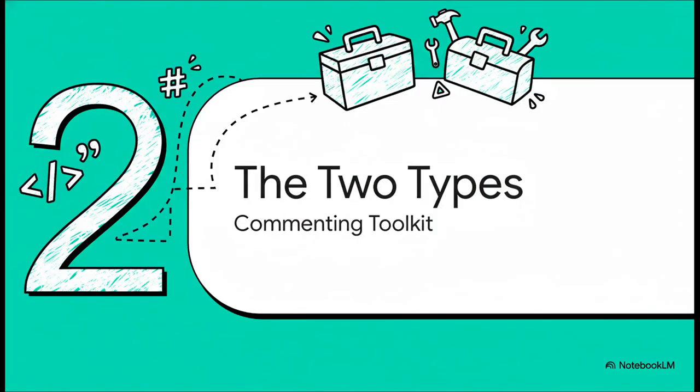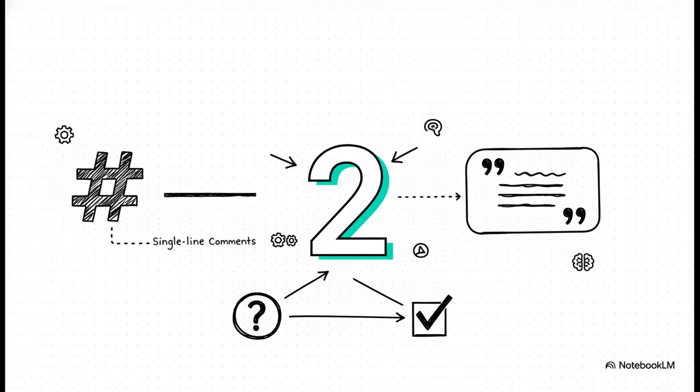All right, so now that we're clear on what they are, let's look at the couple of ways you can actually write them in Python. Think of these as the two main tools you've got in your commenting toolkit. And yep, that's it. There are really just two main flavors of comments you need to get the hang of, which makes getting started super easy.